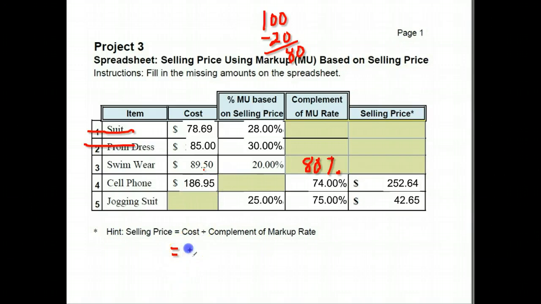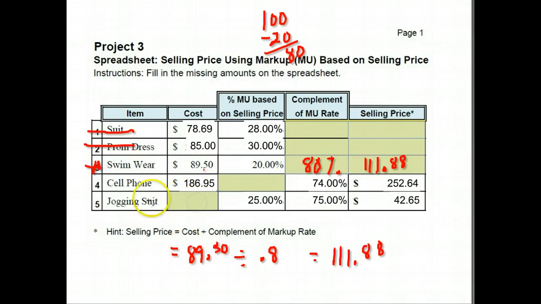The selling price is our cost of $89.50. Divide that by the complement markup rate, which is 0.8. Again, notice I changed my percent to a decimal so that I could use it. And when I divide that, I get $111.88. We round to the nearest cent always, unless told otherwise. So that fills us out with line 3.